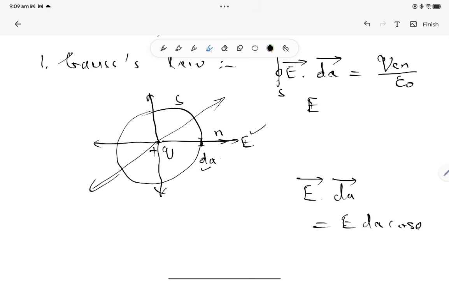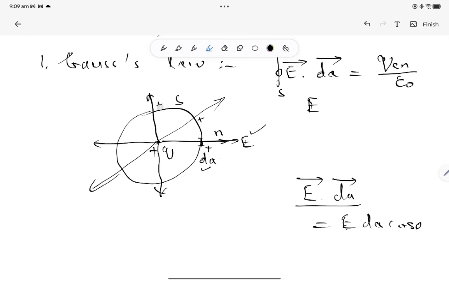Now cos 0 degree is 1, plus 1. So you will get a positive quantity. Area is positive, so this will be a positive quantity. So the flux here will be positive. Electric flux here will be positive.